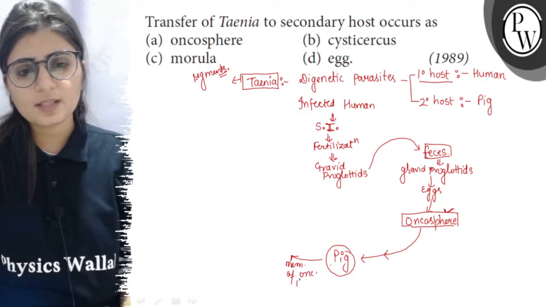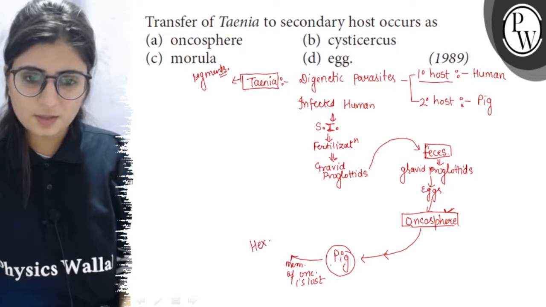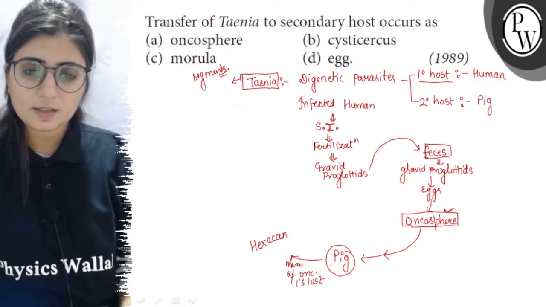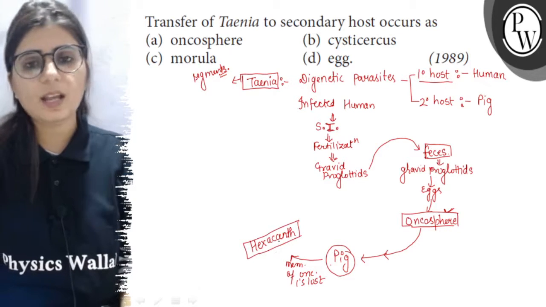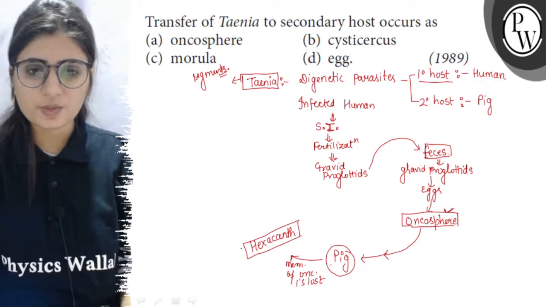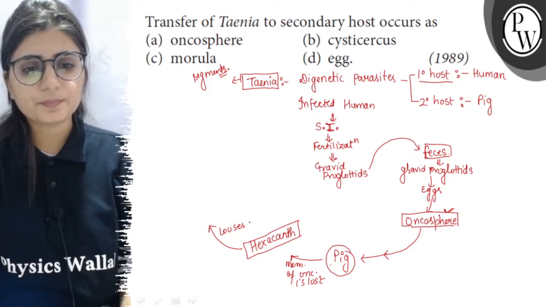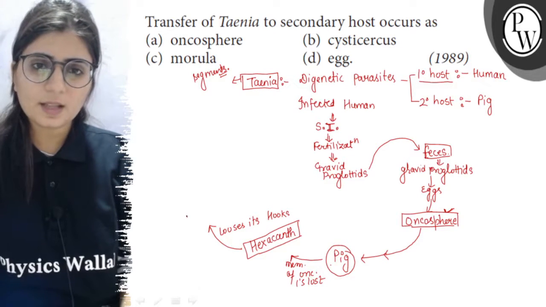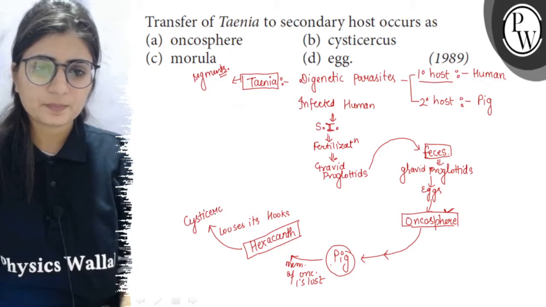Now these oncospheres enter the body of pigs, where the membrane of oncosphere is lost, and a hook structure or the larva having the 6 hooks comes out, and this is called the hexacanth stage with 6 hooks. Now this hexacanth, it loses its hooks and it forms another larval stage, which is called the cysticercus.